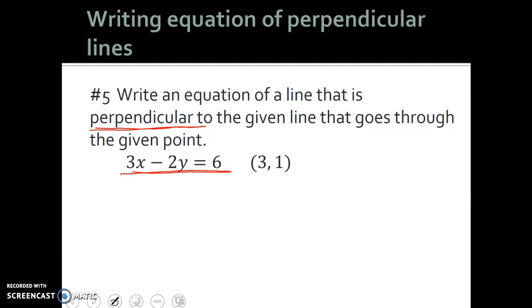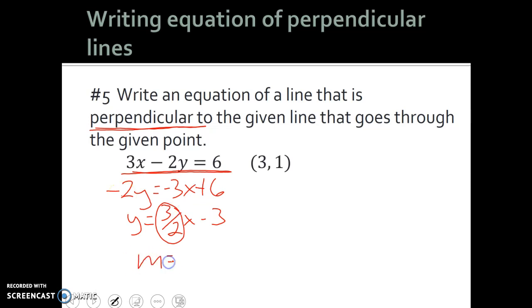If I subtract 3x from both sides, I'll have -2y is equal to -3x plus 6. If I divide by -2, I'll have y is 3/2 x minus 3. 6 divided by -2 is -3. And the negatives here cancel each other out. -3 divided by -2 is 3/2. So the slope of this line is 3/2. But we want to write an equation of a slope that's perpendicular to that, so we're going to use the slope of -2/3. And we're going to use this point.